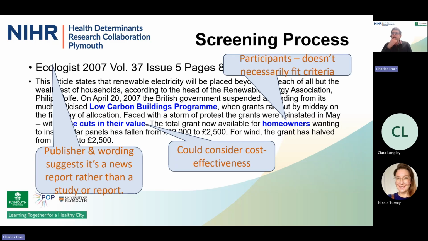So there isn't really much more information that we could even get from that anyway. So in this case, it would be excluded.